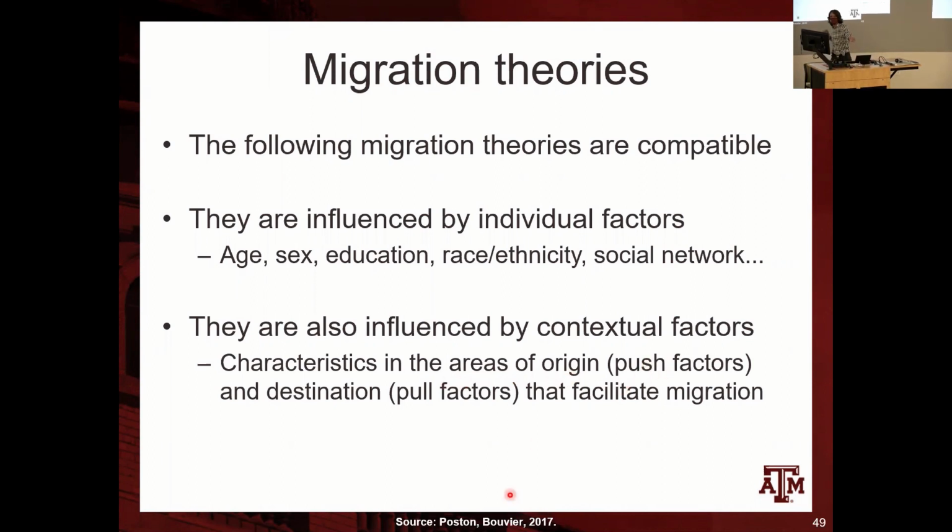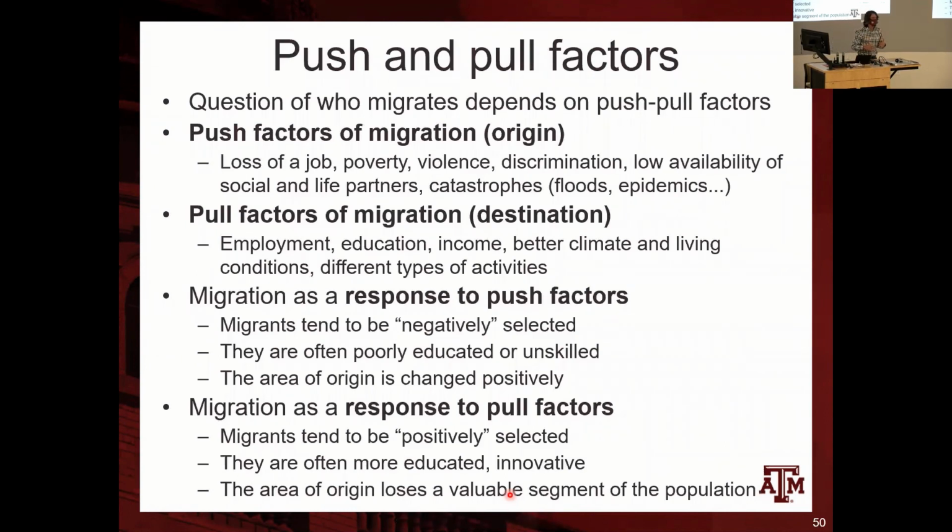What are the characteristics of a specific area of origin that are making people get out of there? Push factors: poverty, violence, unemployment. What are the factors of areas of destination that are attracting people? The pull factors: job opportunities, education opportunities, and so on, right? And there are several theories that use these push and pull terms. They try to understand what exactly are the characteristics of areas of origin and destination that influence migration.